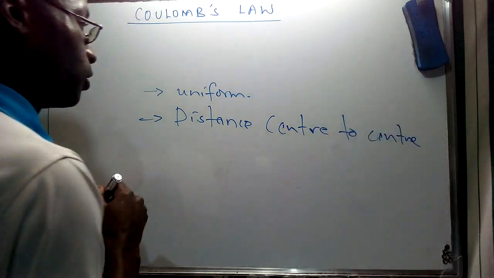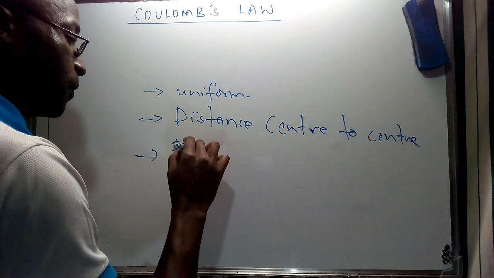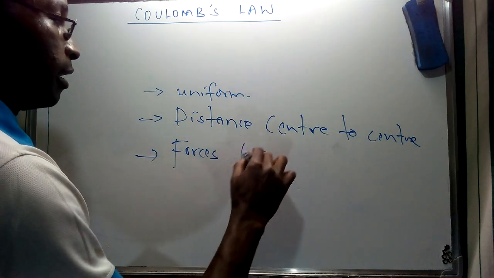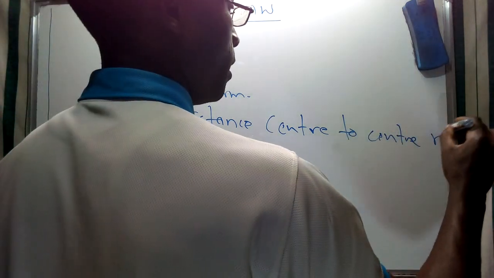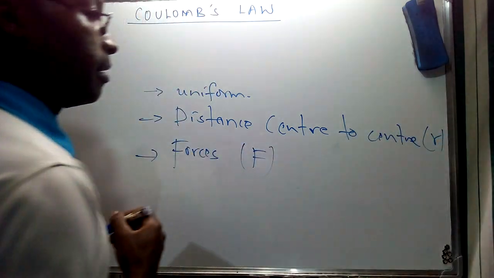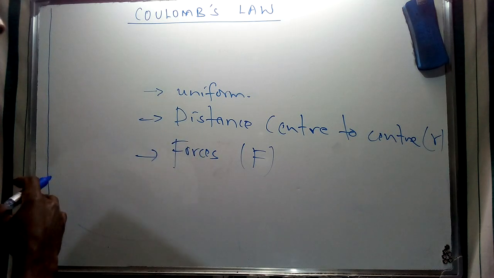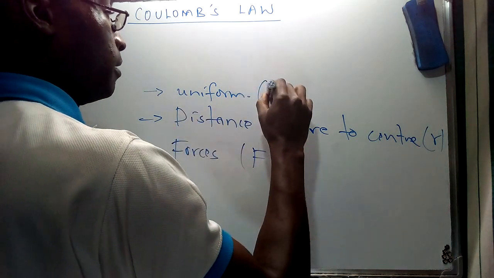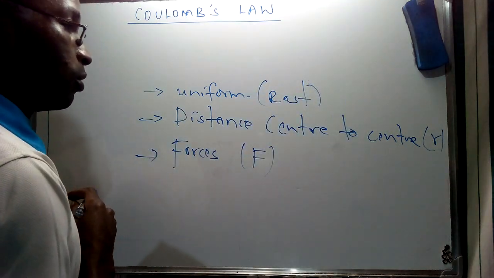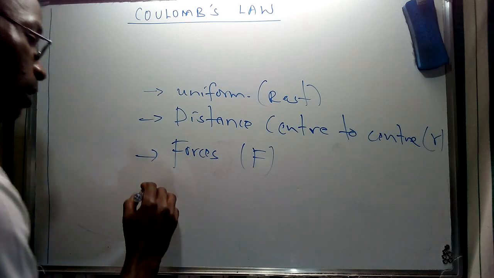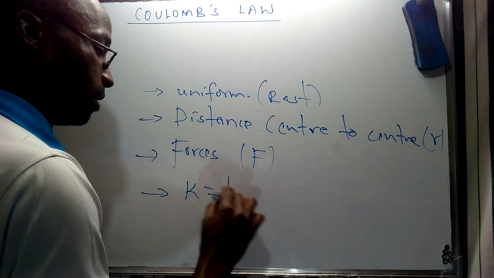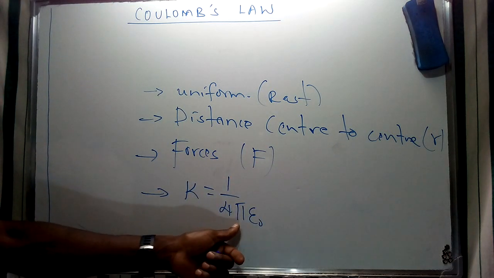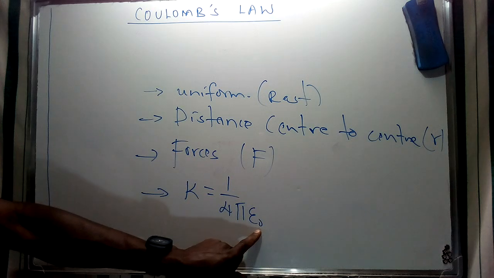Then we said we're going to consider the forces between these two spheres, where we represented force using F. The distance between those spheres is represented by R, the center to center distance. And we said that these uniform charges are going to be at rest. We also talked about the concept of a proportionality constant, which we represented as K, and which is actually the reciprocal of 4 pi epsilon naught, where epsilon naught is the electrical permittivity.